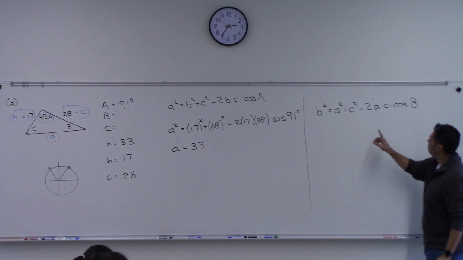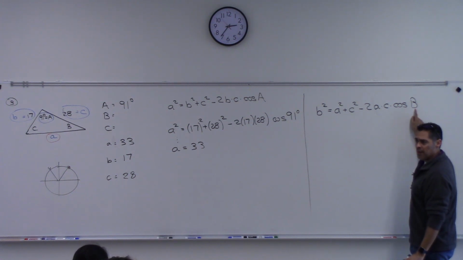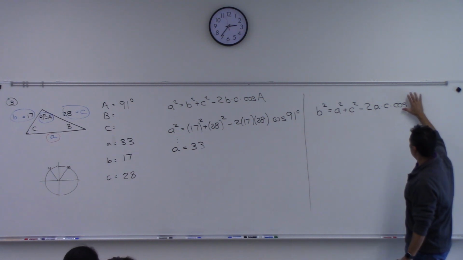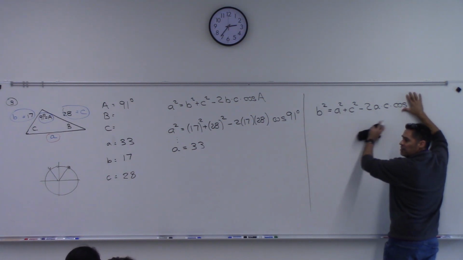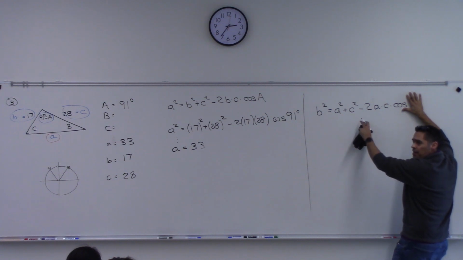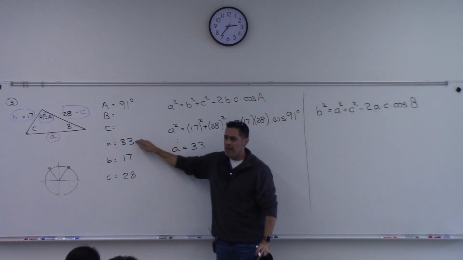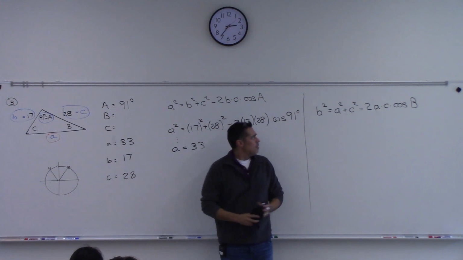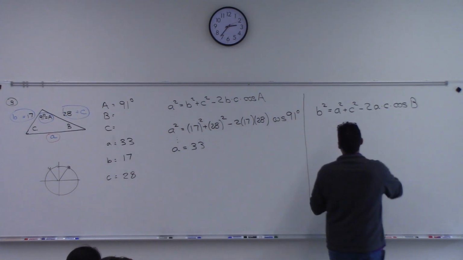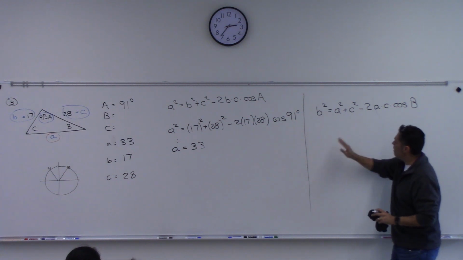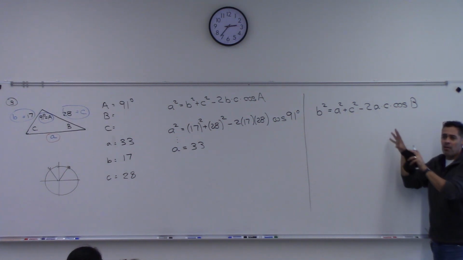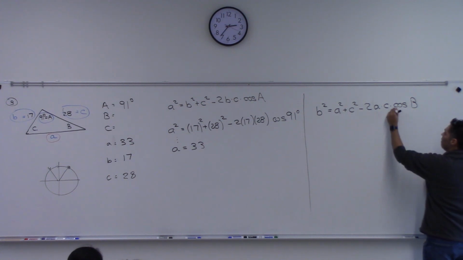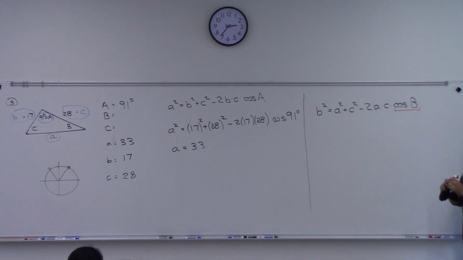Now look, we want to know what capital B is. Look at this equation. Aside from the capital B, the only other things here are little a, little b, and little c. But I know little a, little b, and little c now, don't I? I know all of them. I could plug in little b, little a, little c right now. Instead, I'm going to actually solve this formula for cosine of B. Just watch first.